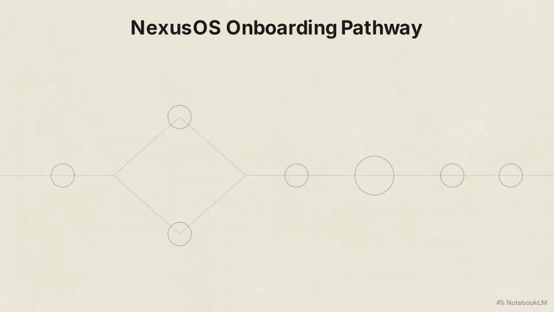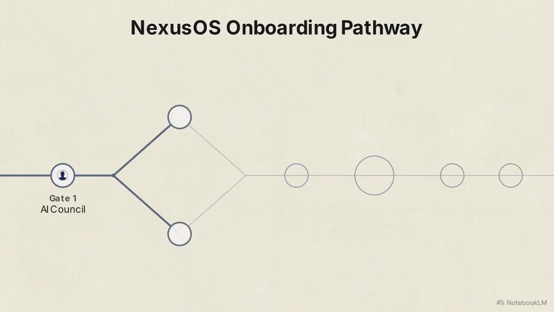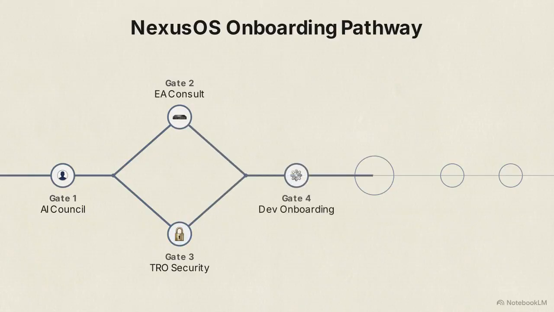To bridge that gap, every application must clear a mandatory 7-step onboarding pathway before it is allowed to connect to the NexusOS production environment. Gate 1 secures initial strategic alignment. The initiative must secure formal endorsement from its specific organizational AI council. Gates 2 and 3 trigger simultaneous technical reviews. Enterprise architecture provides pattern guidance, while the Technology Risk Office evaluates the security controls.